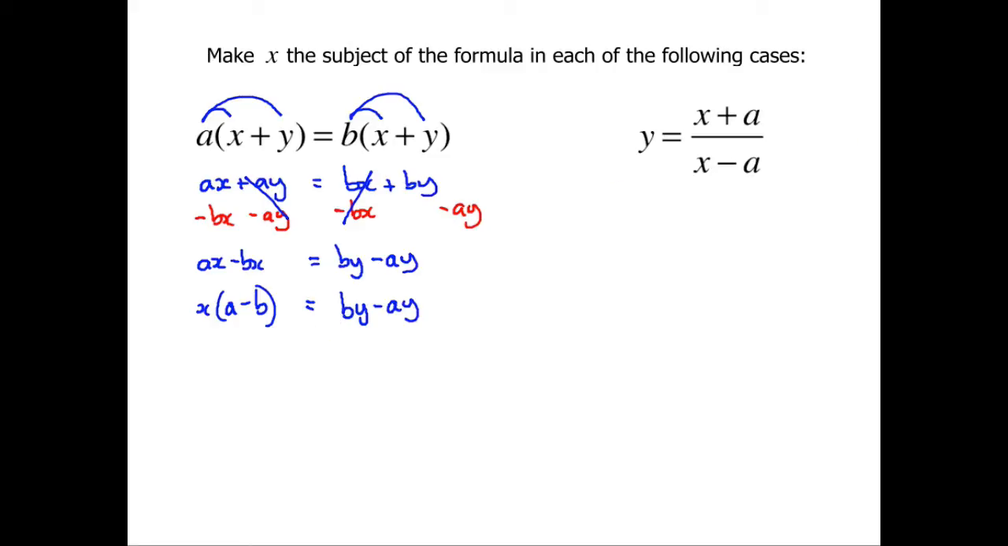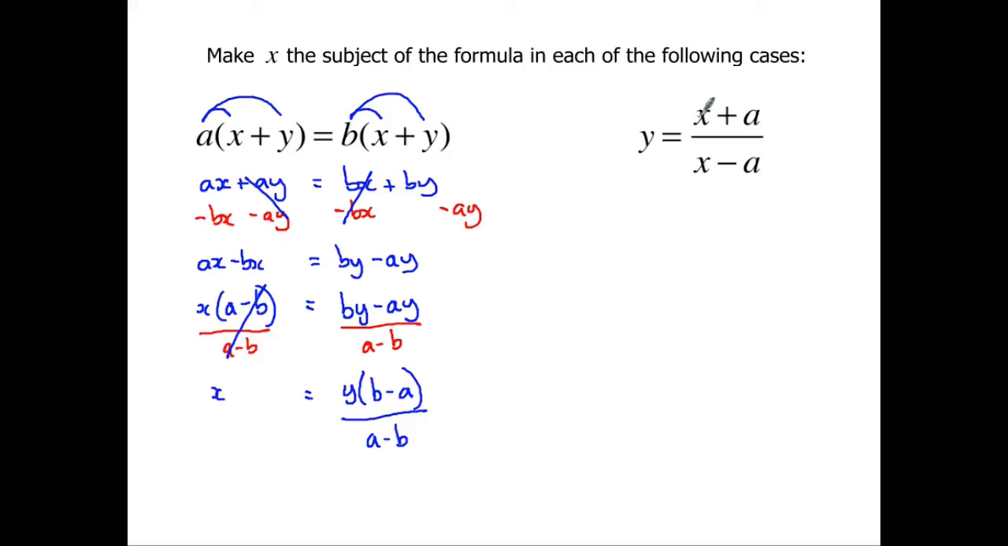So now I just need to get rid of this bracket, this a minus b. To do that, I'm going to divide both sides by a minus b. And if I do that, that will cancel to leave myself with x equals, I'm going to factorize that now on top, so that'll be y lots of b minus a, all over a minus b.